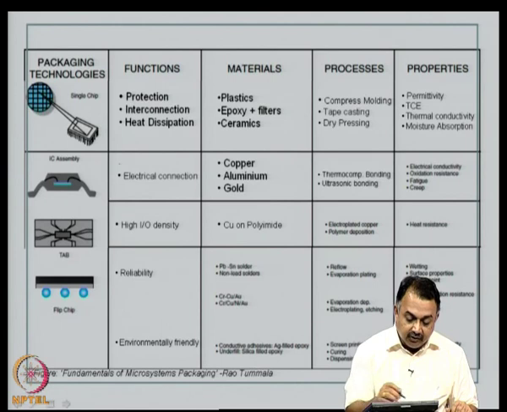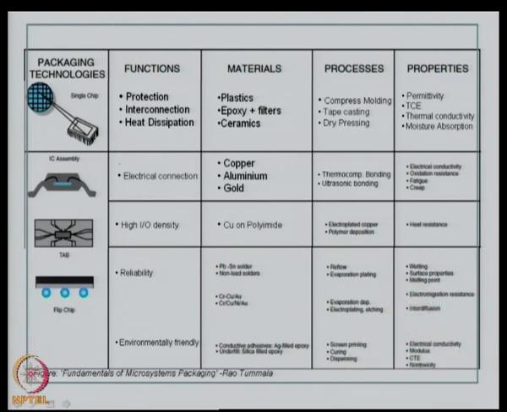So, in the single chip, for example, we talk about protection, interconnection, heat dissipation. Materials that are used are plastics, epoxy and fillers, ceramics and so on. Processes like compression molding, tape casting, dry pressing and so on. Properties like TCE, permittivity, thermal conductivity, moisture absorption. In the IC assembly like TAB, flip chip and wire bonding, we have seen various materials used: copper, aluminum, gold, polyimides, epoxy materials, Teflon and so on.